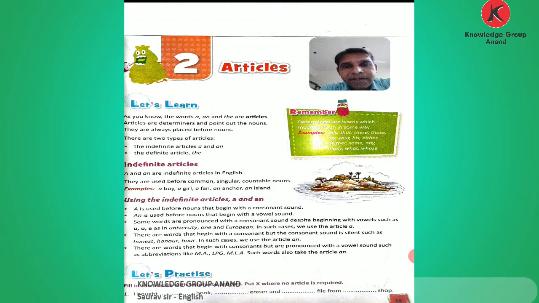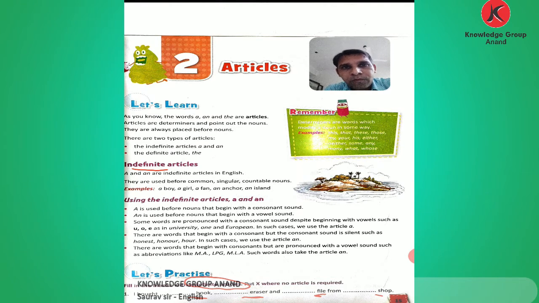Now here is an exercise for you: how to fill in the blanks with the help of indefinite articles. Let's see. Fill in the blanks with indefinite articles. Put a cross where no article is required. Now put only the indefinite articles. Don't put the definite articles. Before a noun we put indefinite articles. Keep in your mind, here book, eraser, file and shop are given.